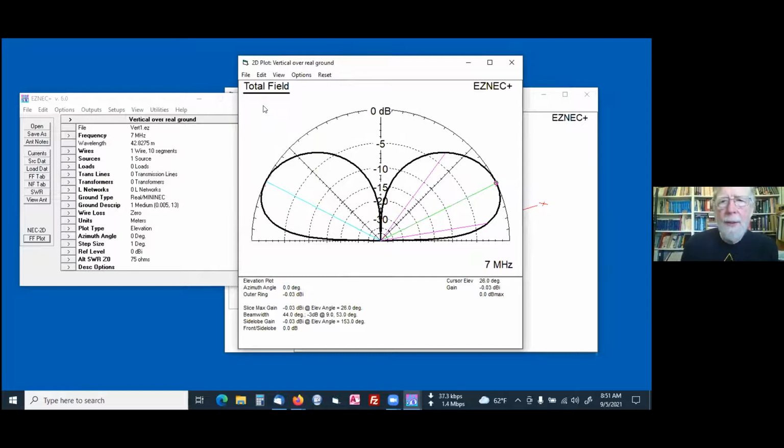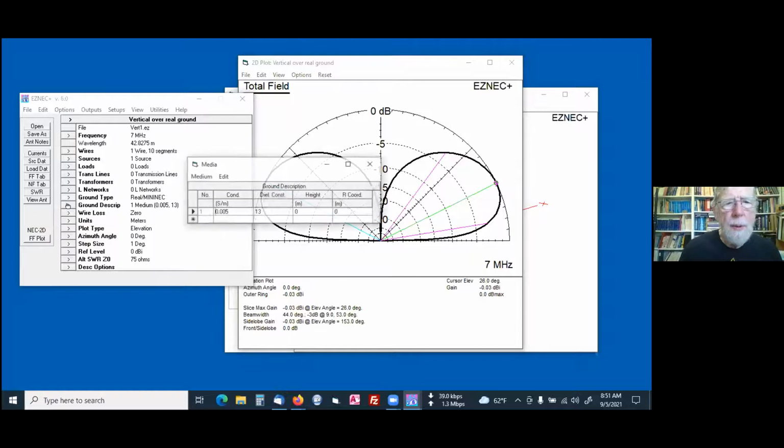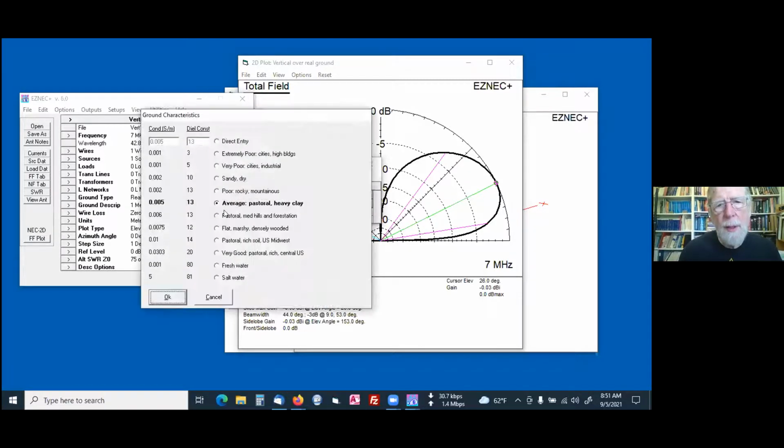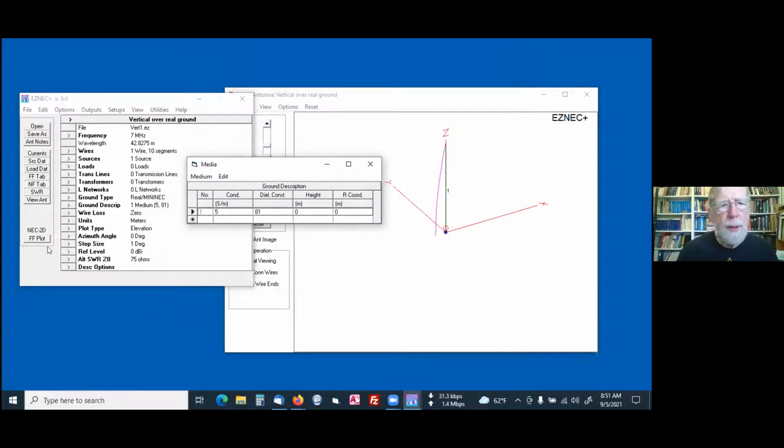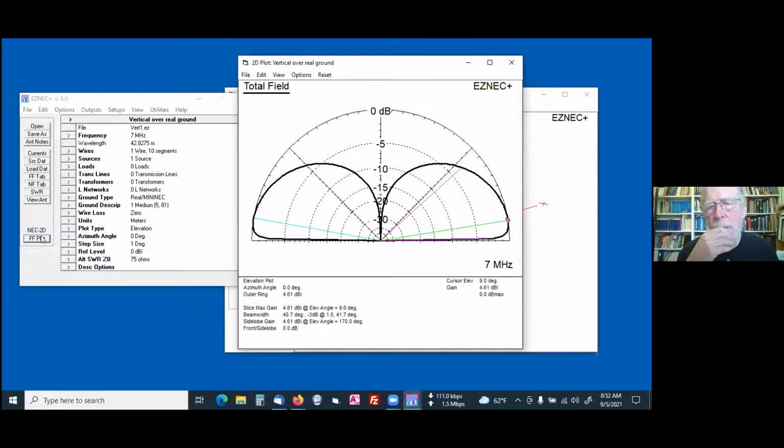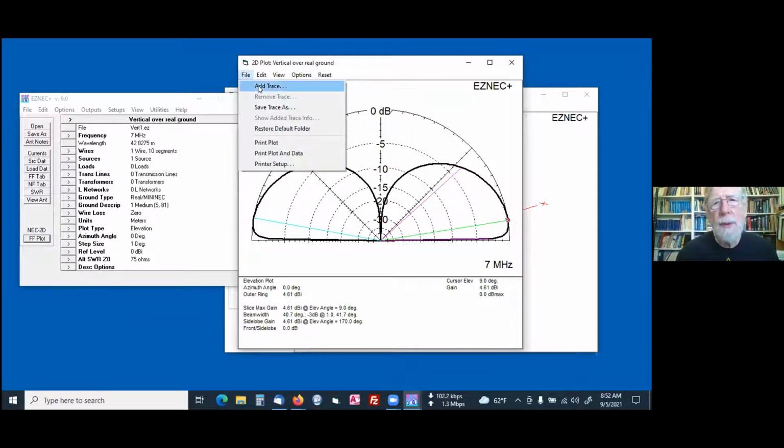Okay, now there's something else about this, and that is that the shape of this vertical pattern is very strongly influenced by the conductivity of the ground. And so if this is salt water, for example, let's just do salt water here. We'll go to ground description, and we can right click this, go to salt water down here, and run it again with the salt water. Oh, look at that. Now let's take the previous trace we just saved.